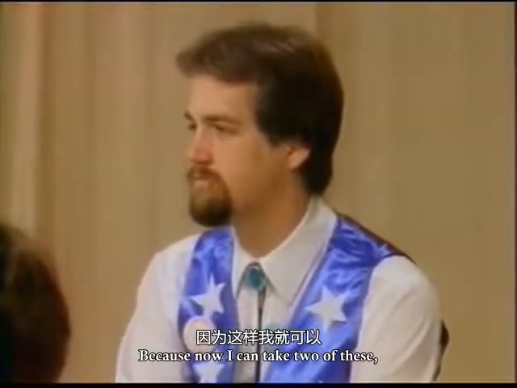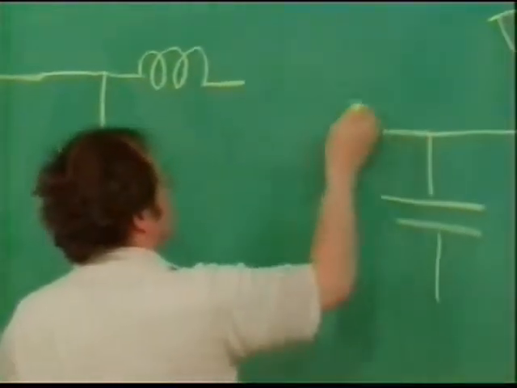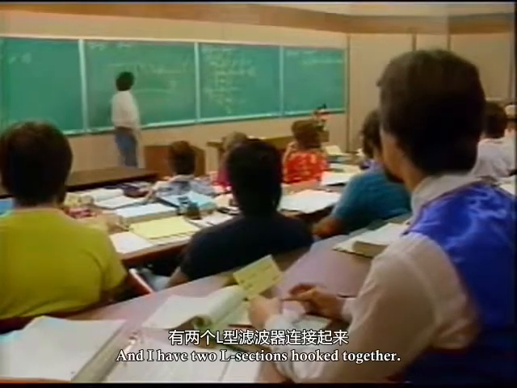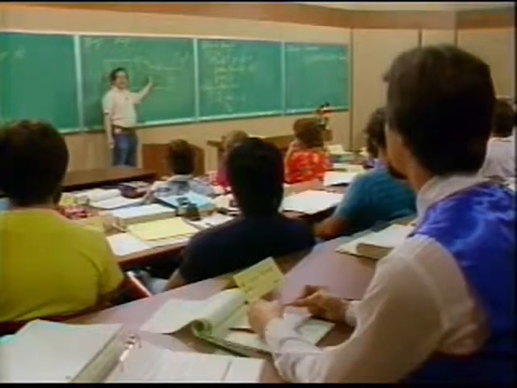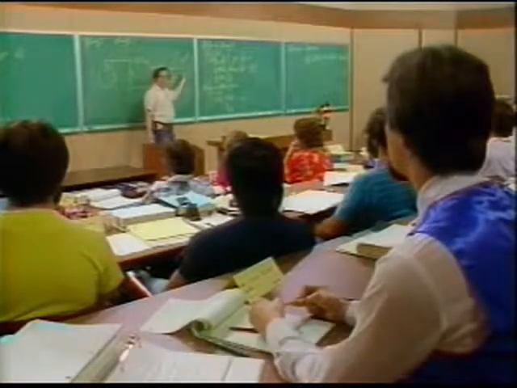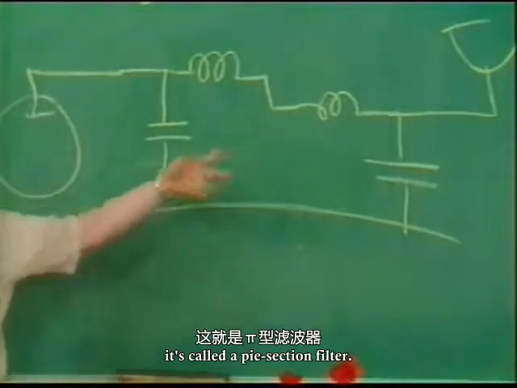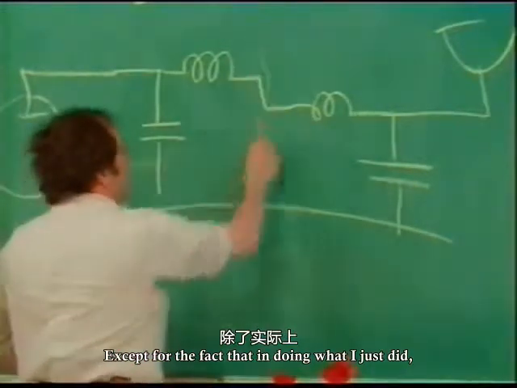Because now I can take two of these, hook them together like this. And I can take another one, and then I'll hook them together like that. And I have two L sections hooked together, and this will step the impedance down to one that I know, and this will step it up to one I know. Each of these is a low-pass filter getting rid of some harmonics. It's a good filter. It's called a pi section filter. Great.